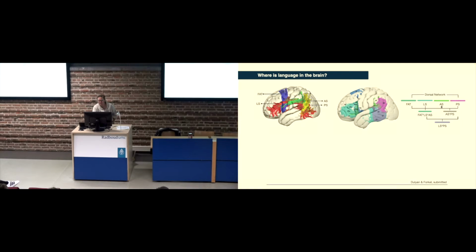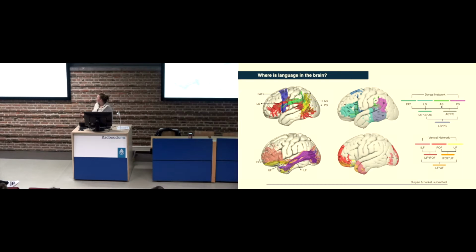And here is one of the problems with that, and that is when you look at where these white matter connections terminate, they actually project above and below the lateral fissure that is right here. So that's for the dorsal network. For the ventral network, we have exactly the same. It connects above and below the lateral fissure. So separating the white matter into the dorsal and the ventral stream is not really helpful in this case.